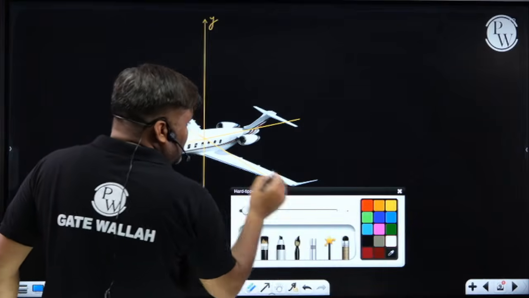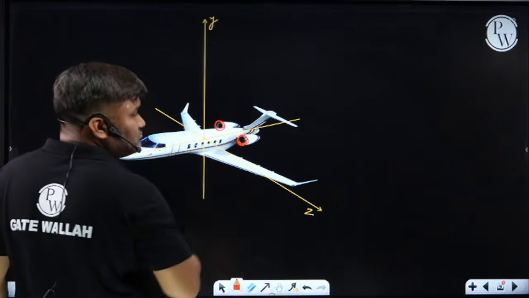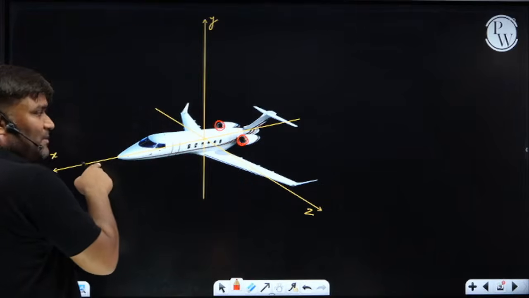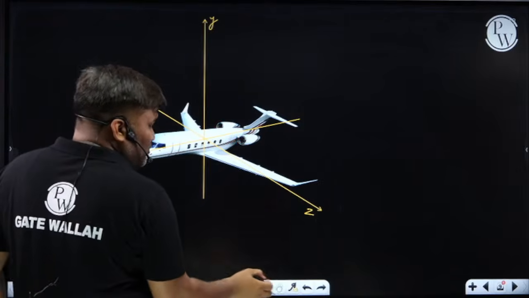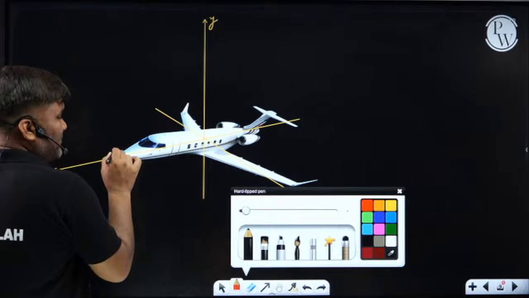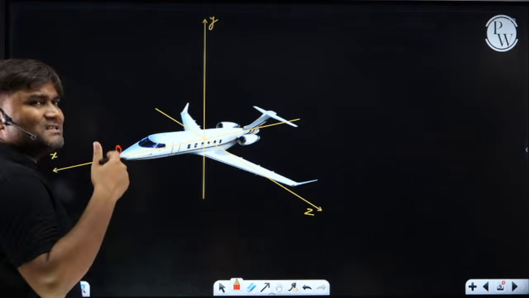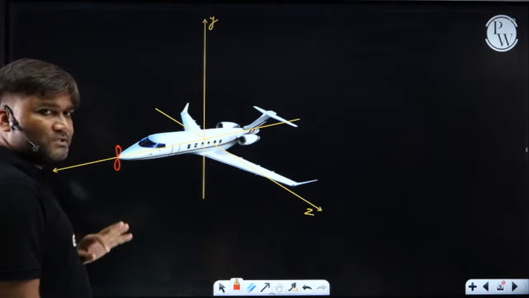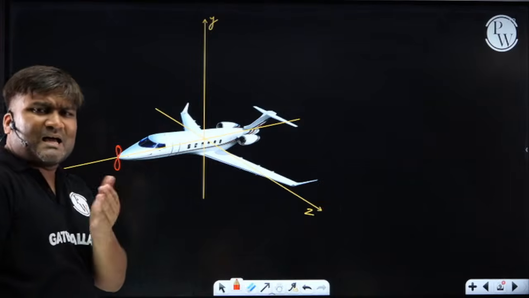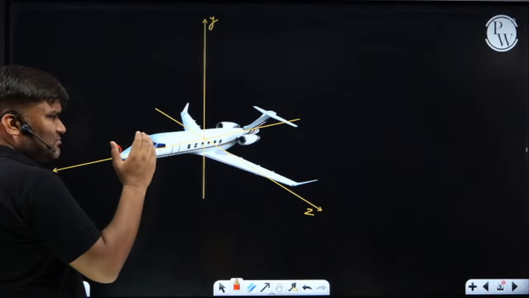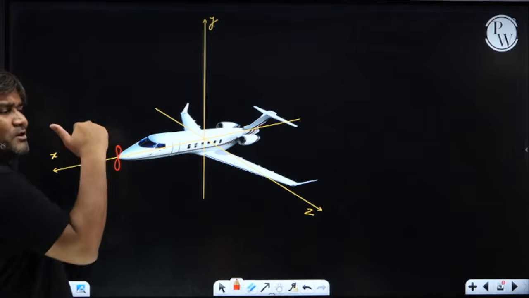Where are the rotors? Sir, rotors are actually here, whose axis of spin is about the x-axis. To make things simple, let me just show you that suppose I have only one rotor, which is here. Some planes we have where the rotor is at this end. And suppose this rotor, whose moment of inertia is given as I, is rotating, seen from the front, in anti-clockwise direction.